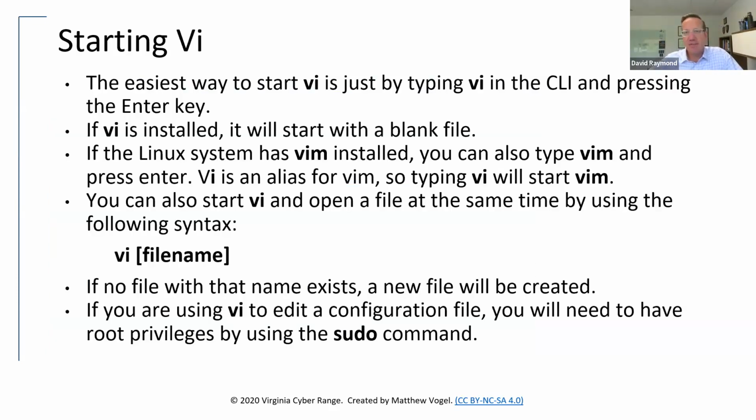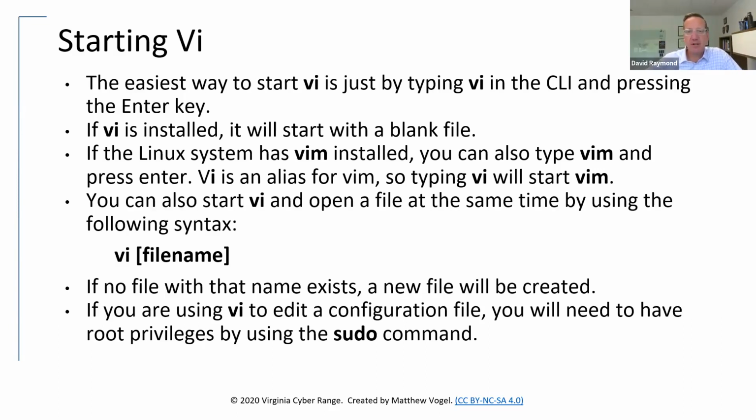So the easiest way to start VI is just typing VI and pressing the enter key, right? Type VI and press the enter key. That's the extent of the command. If VI is installed, it will start with a blank file. If the Linux system has Vim installed, you can type Vim. VI is usually an alias for Vim, so if you type VI, you'll probably start Vim, as I already mentioned.